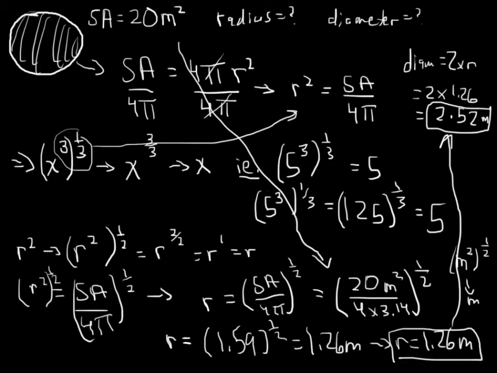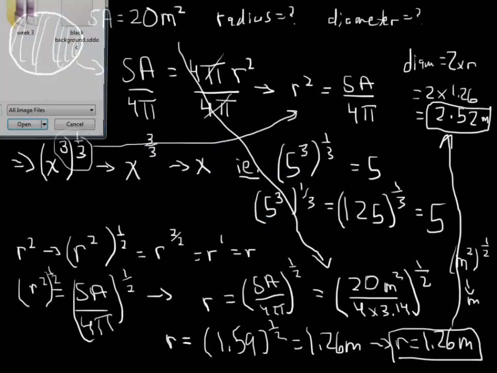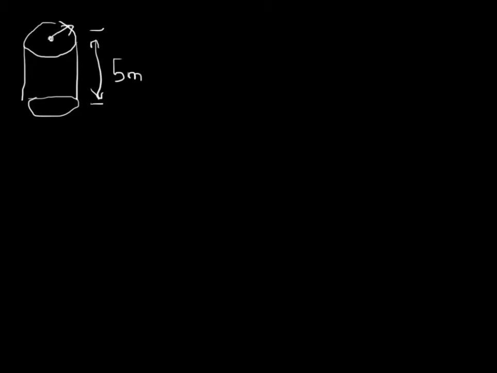So now let's try to find the surface area of a cylinder. We'll say it has a height of 5 meters and a radius of 2 meters. So what is the total surface area?